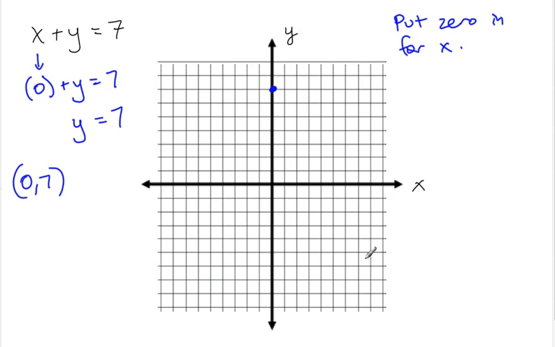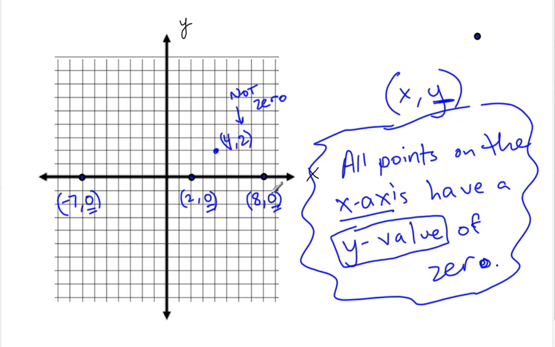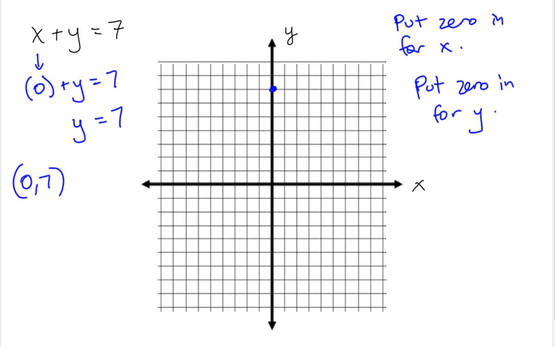Perfect. Now I'm going to put 0 in for y. How come I'm going to put 0 in for y? Because I know that every point on the x-axis has a y value of 0. So if I put in 0 for y, I am absolutely sure that the point is going to be on the x-axis. I know that for certain. So I'm going to put a 0 in for y. Here we go.